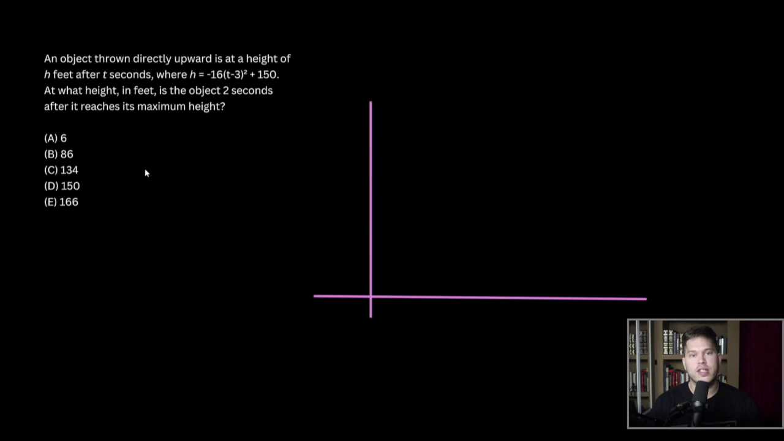What you need to know for this problem is that the function is given to us in vertex form. So we know the vertex of this parabola is going to be at (3, 150). So here is our vertex. That's where our maximum height is. And so our parabola looks something like this. Picture is not the greatest, I know, but it looks something like this.